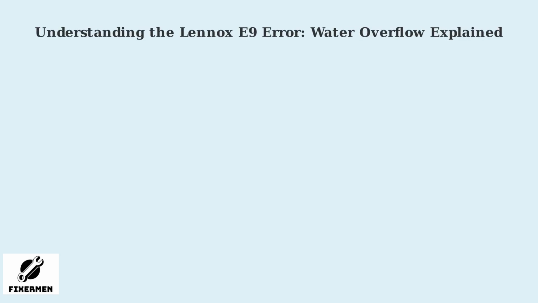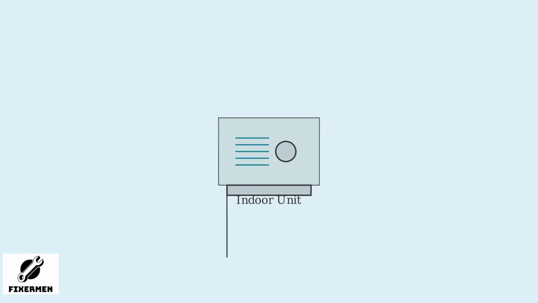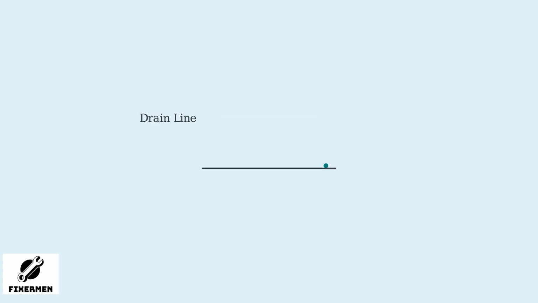The Lennox E9 error code indicates a water overflow issue within the indoor unit of your mini-split system. Mini-splits generate condensate, which is water produced during the cooling process. As air cools, moisture condenses into water droplets that collect in a pan. This water needs to drain properly through a hose or pump.